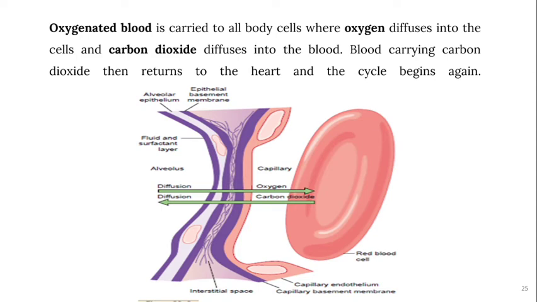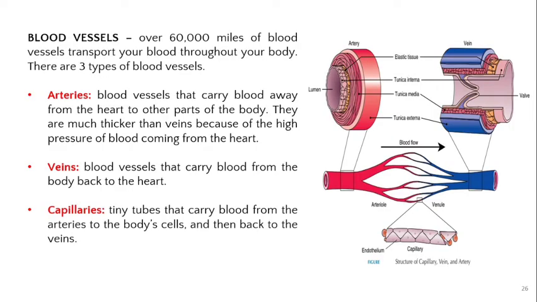So in this picture, we can see the diffusion of oxygen and carbon dioxide, the exchange of products and materials by the capillaries and the red blood cell. So now let's discuss blood vessels. Over 600,000 miles of blood vessels transport your blood throughout your body.